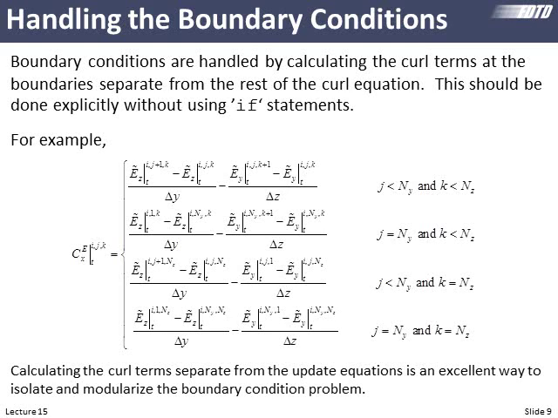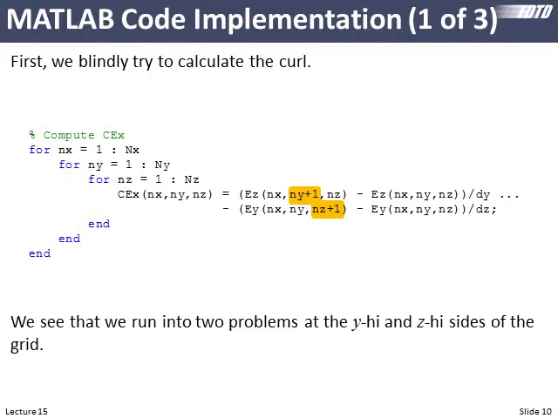And we want to implement this in MATLAB without using if statements. So here's how I like to do it. Just slightly different than what we talked about before, simply because we're in 3 dimensions now. Because we're in 3 dimensions, we have 3 loops. We have to loop over x, y, and z. And so what I do is I just write these loops over the entire grid, and I put in the MATLAB equation for our curl calculation. Then I'll notice, well, I've got these 2 terms. Those are our 2 problem terms. We're going to have troubles at the y high and the z high side.